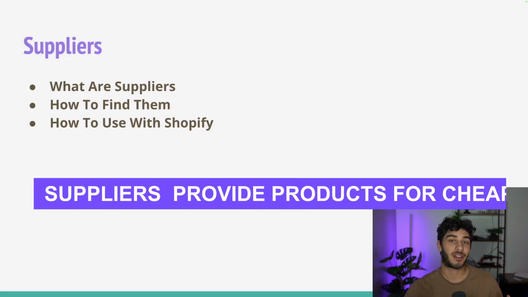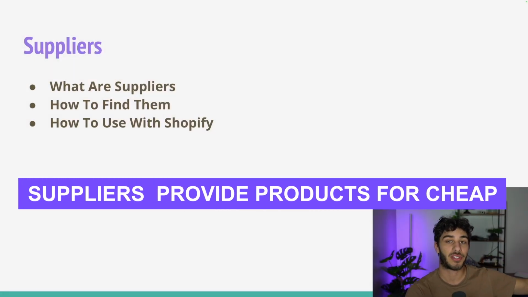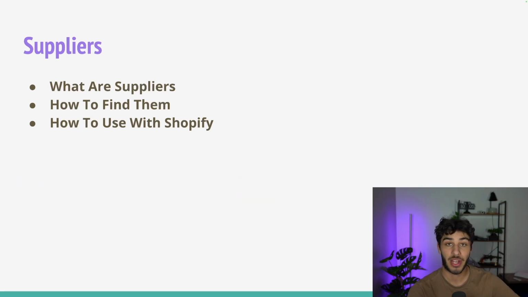Now basically suppliers are just the people supplying you the product for the cheaper price. So if you're using Zendrop to import the products to your store and fulfill your orders, Zendrop is going to be your supplier. When people ask who's your supplier or where you're getting your products from, that's going to be referring to the company or website you're using to source the products for the lower price before you sell them.